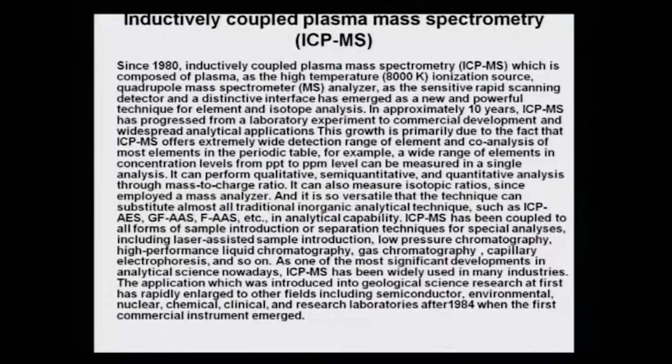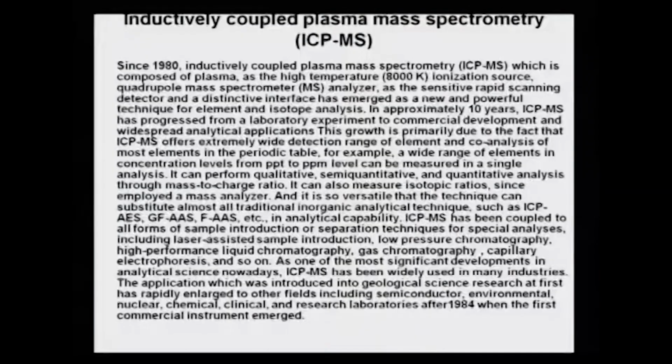This growth is primarily due to the fact that ICP-MS offers extremely wide detection range of elements and co-analysis of most elements in the periodic table. For example, a wide range of elements in the concentration levels from ppt to ppm level can be measured in a single analysis. So, whether it is parts per trillion or parts per million, at every range ICP-MS can be used. It can perform qualitative, semi-quantitative and quantitative analysis through the mass to charge ratio.